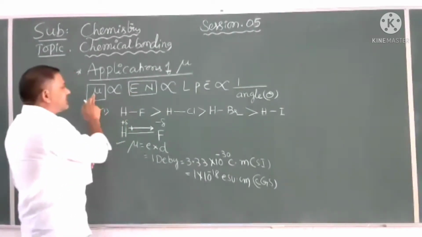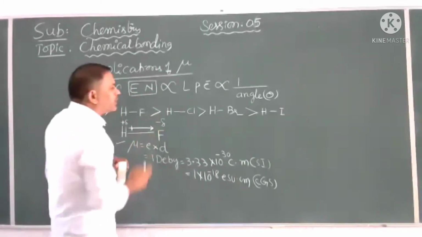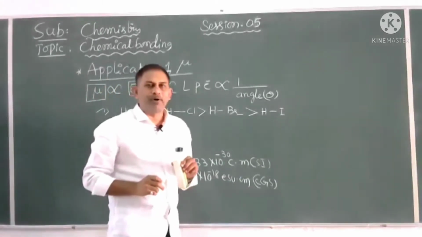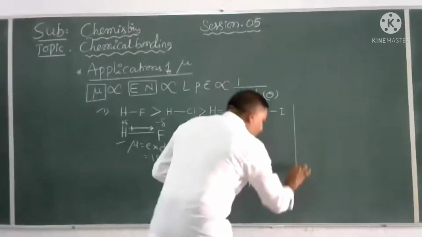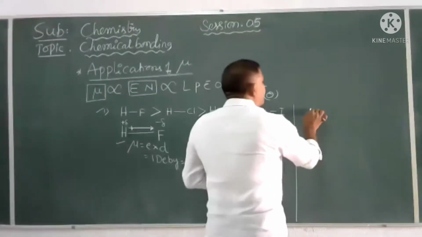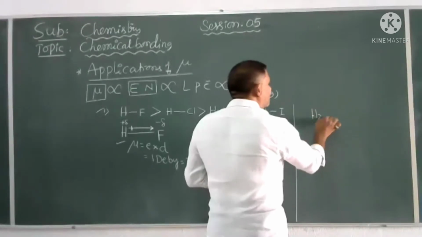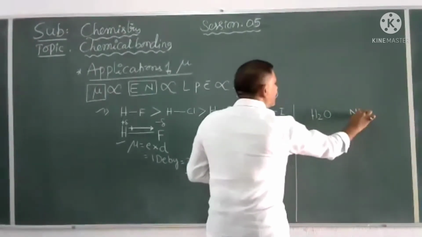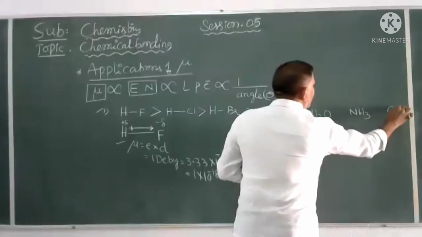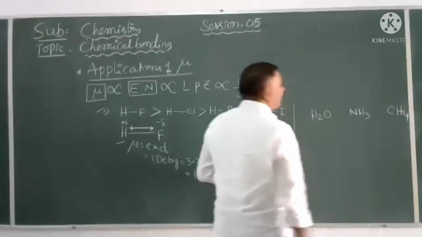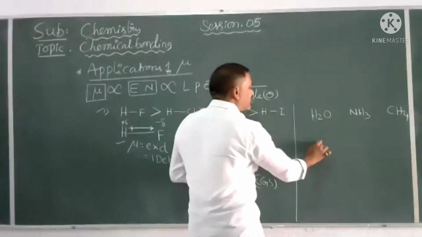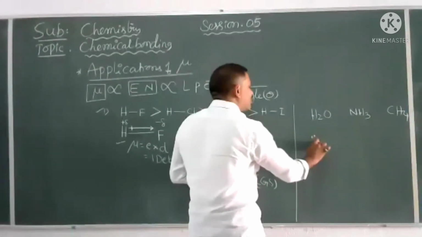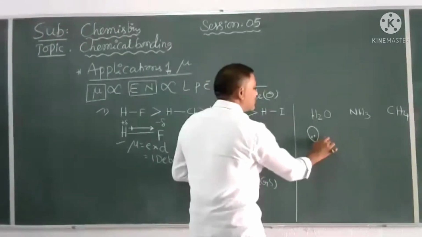Now the second one: dipole moment is directly proportional to the number of lone pairs of electrons. Here we can observe the H2O water molecule, the NH3 ammonia molecule, and CH4, which is methane. The central atom in water is oxygen. It contains two lone pairs.